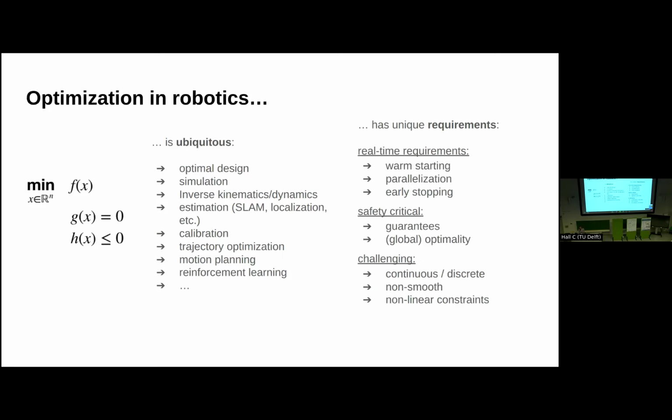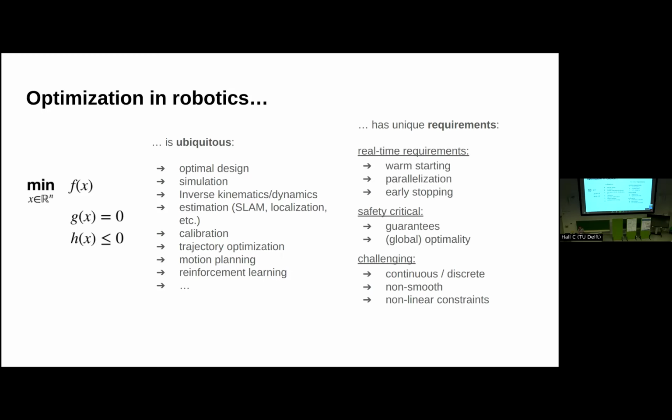And optimization in robotics also has kind of unique requirements because we often have real-time settings. We have safety critical systems because robots interact with the real world. So we need to make sure that they don't do any damage.